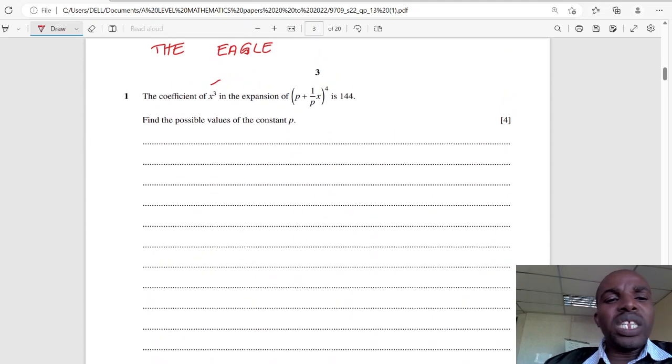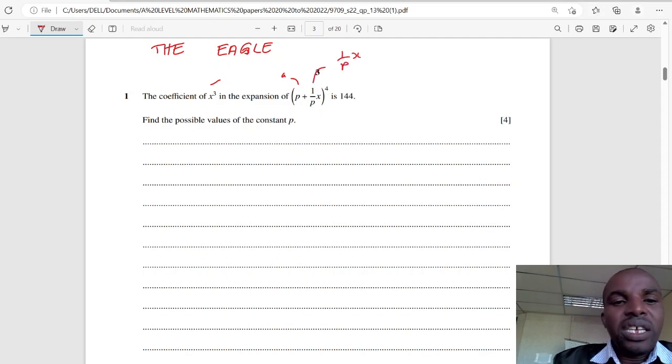Right, now, working on this part, we want to find the possible values of the constant p. We have to find the coefficient of x cubed first. So how? Let's expand this part. So you say your a is p and your b is 1 over px. That's your b. So you say a to the power n, which is p to the power 4. That's your a. Then plus 4 choose 1. Then a, which is p to the power n minus 1, which is 4 minus 1 is 3. Then times your b, which is 1 over px to the power 1.